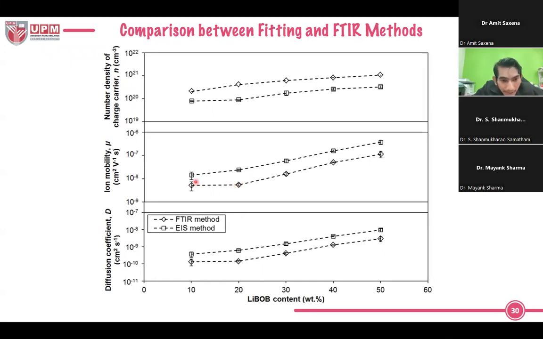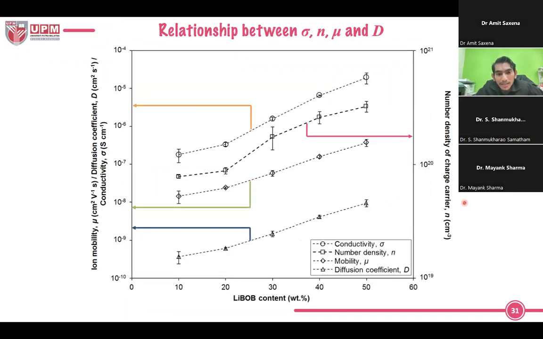So, we can see that it is also in the same order of magnitude. So this again strengthens our method, so that the fitting method is valid to determine the N, mu, and D in polymer electrolyte. And this is the summary of the plot of conductivity sigma, N, mu, and D. We want to see what we can relate.